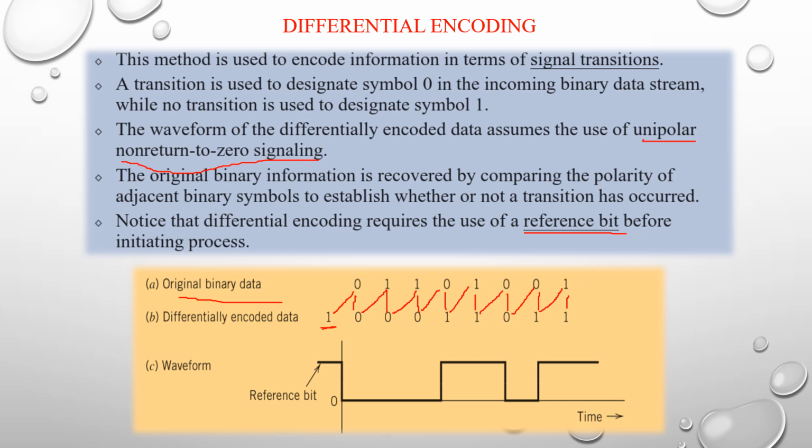So this is the reference bit, 1 is the reference bit, next bit is 0, 0 is equal to 0 level, and next bit is 1, 1 is equal to the positive voltage level, and this is the non-return to 0 technique. And the next bit is 1 and the next bit is 0. So this is a 0, next bits are 1 and 1. So this type of conversion or line coding, we call differential encoding.